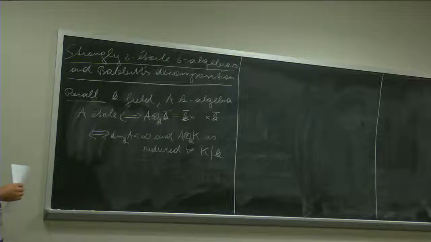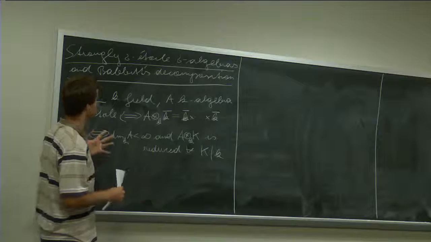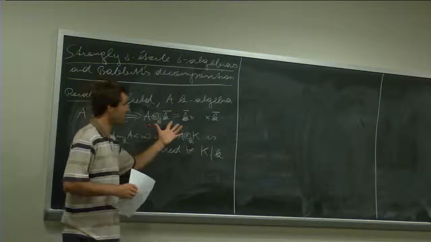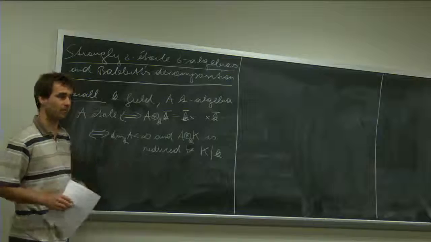So it means, geometrically, an étale algebra is just a finite set of points, but because we're not over an algebraically closed field, it also contains some arithmetic information. Yeah, and there's no weird points, it's really just a set.